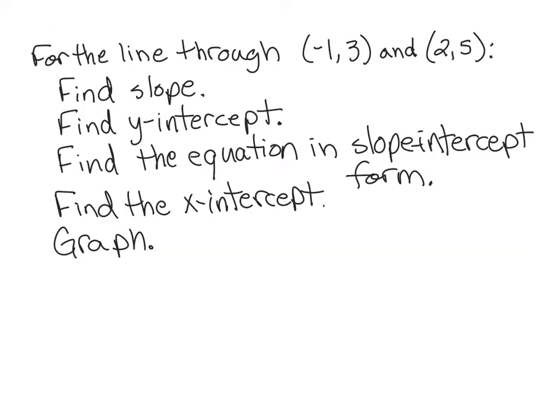Okay, for the line that passes through these 2 points, I want you to find all 5 of these pieces of information. Okay? Now, given this situation, let's talk strategy. If you have 2 points, then you have the line already. The graph should be the first thing that you do. When you're finding your slope, you can look at the graph and know if your slope is positive or negative.